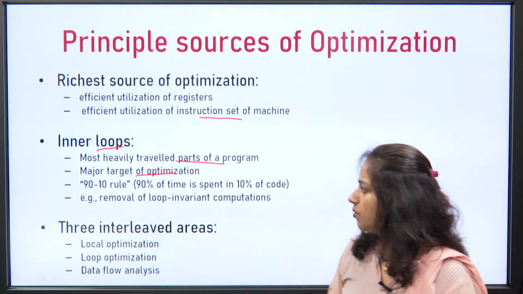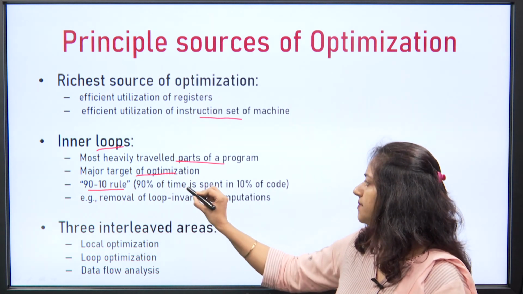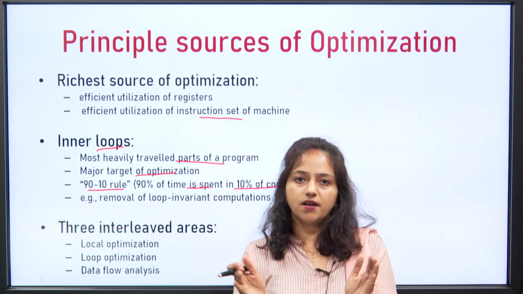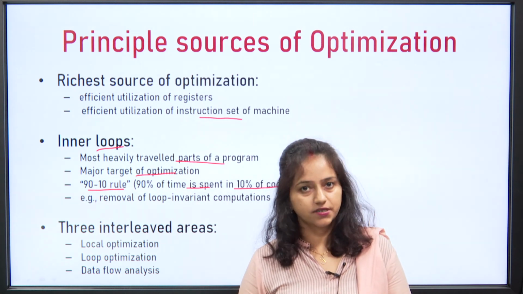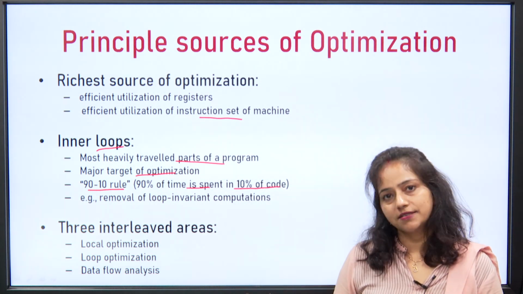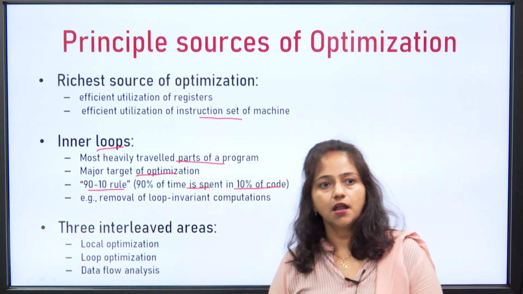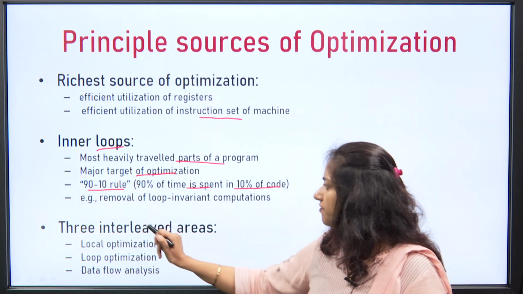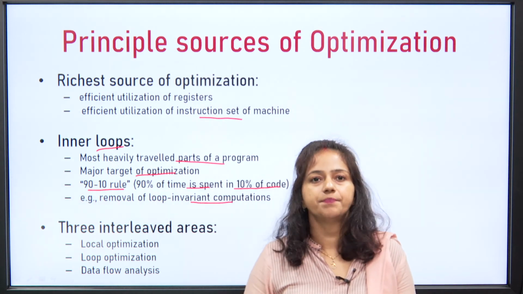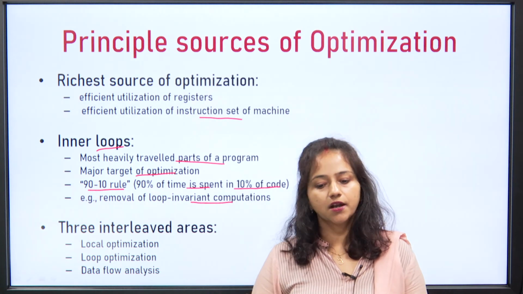We have a rule that is the 90-10 rule. It says that 90% of time is spent in 10% of the code. In loop optimization, one idea is that we remove the loop invariant computations, meaning there are certain computations that can be kept outside the loop. That type of computation can be removed from the inner loop section.